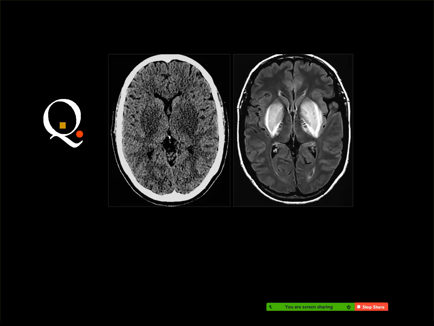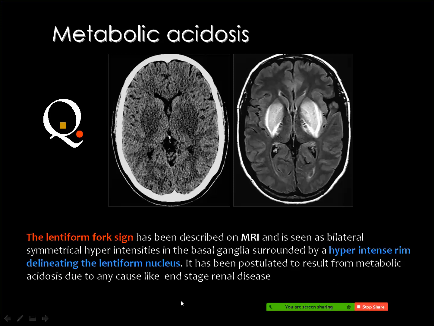I will prepare a lecture on the differential diagnosis of basal ganglia lesions very soon, inshallah, so that I can solve this problematic appearance. But in this case, the diagnosis is metabolic acidosis, and there is a characteristic sign here known as the lentiform fork sign. If you look carefully here, you see a very bright signal at the edge of the lentiform nucleus simulating a fork.